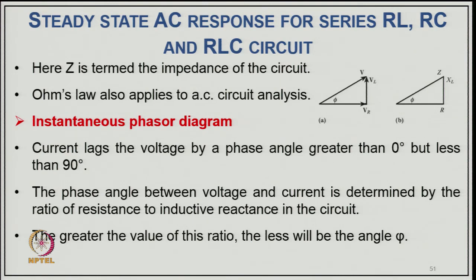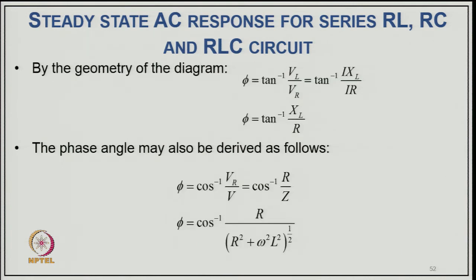So, the greater the value of this ratio, the lesser will be the phase angle, because the circuit will be more towards a resistive network. By the geometry of the diagram, we can say phi will be tan inverse V_L upon V_R, or tan inverse I X_L upon I R, or phi equal to tan inverse X_L upon R, because current is common in both the elements of a series RL circuit.